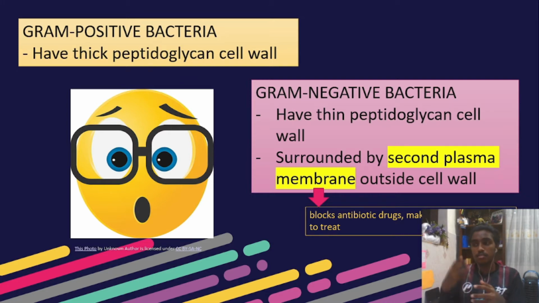A fact about gram-negative bacteria is that they have a second plasma membrane outside the cell wall. There is a plasma membrane inside the cell wall, and another layer outside the cell wall, a second plasma membrane. Why do they have this second plasma membrane? It is to block antibiotic drugs, making infections difficult to treat. That is the function of the second plasma membrane in gram-negative bacteria.